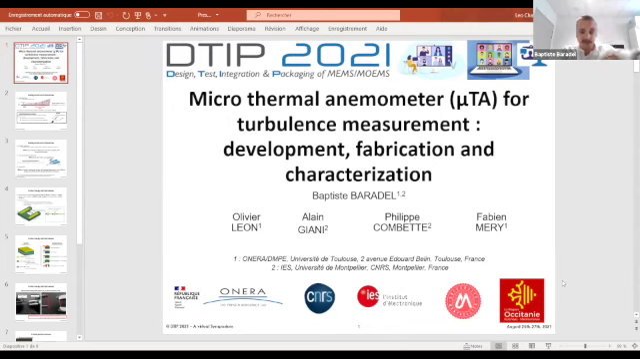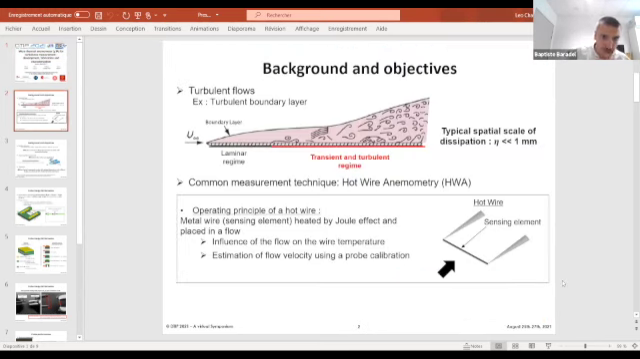I'm Baptiste Baradel, PhD student at ONERA Toulouse, working in collaboration with IES Montpellier on the development, the fabrication, and the characterization of a microthermal anemometer for turbulence measurement. This research project is positioned in the study of turbulent flow, for example a turbulent boundary layer in a wind tunnel. This type of flow is the addition of numerous eddy scales, and for a full understanding of these flows, we need to detect all the scales, but the smallest ones can reach values well below the millimeter.